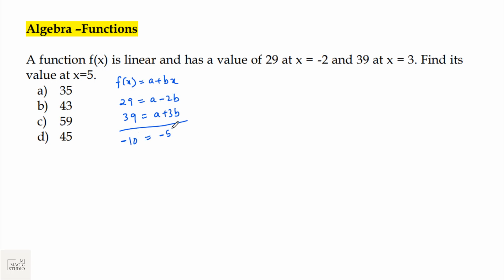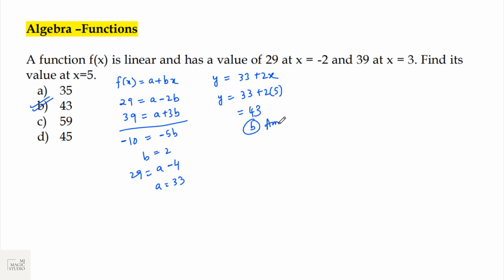Let's subtract this. Minus 10 equals minus 5b. b is equal to 2. If I put b equals 2, 29 equals a minus 4. So a is equal to 33. So our linear function is 33 + 2x. Find its value at x equals 5. At x equals 5, value of y is 33 plus 2 into 5. That is 43. Option B is the pick.